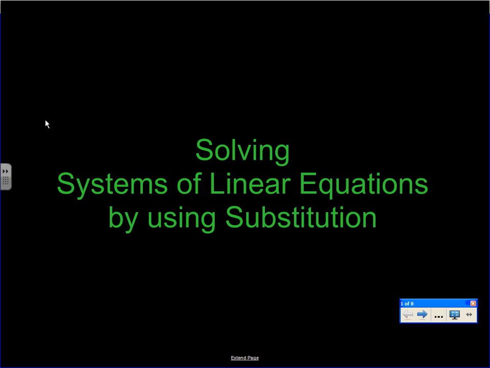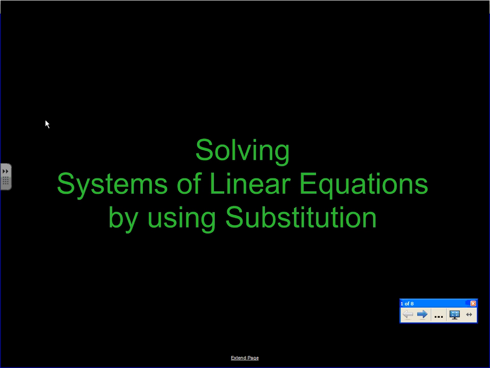Hey, our next lesson here is going to be on solving systems of linear equations by using substitution. The last lesson on solving systems of linear equations dealt with graphing them, and where those two lines would intersect, that would be the solution. Well, I'm going to show you a different method of solving a system of linear equations by using substitution.